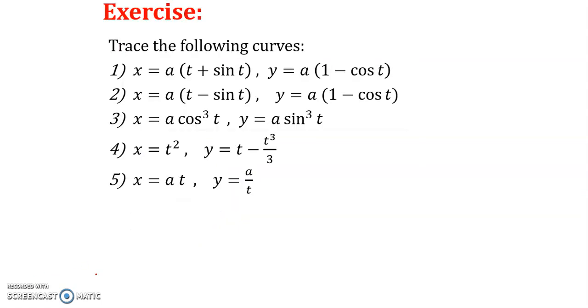So these are some examples for your exercise. Thank you.